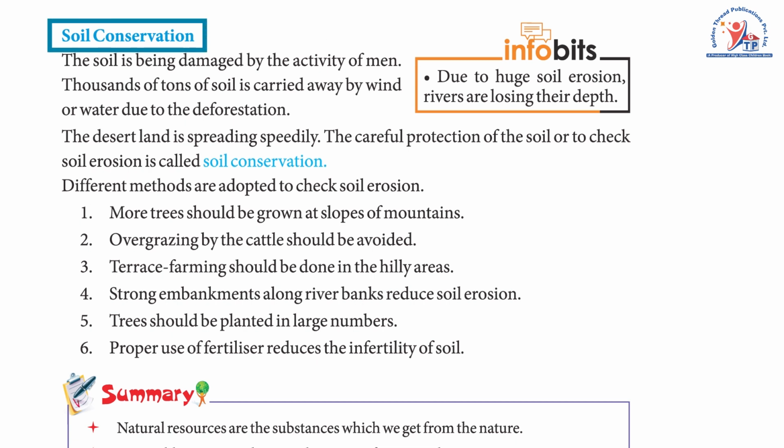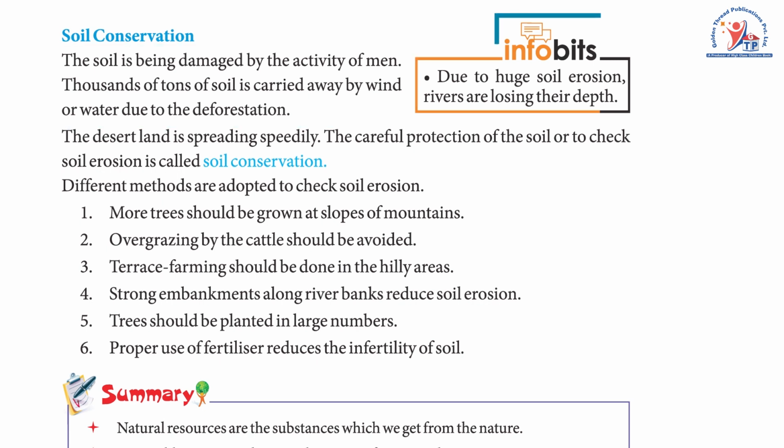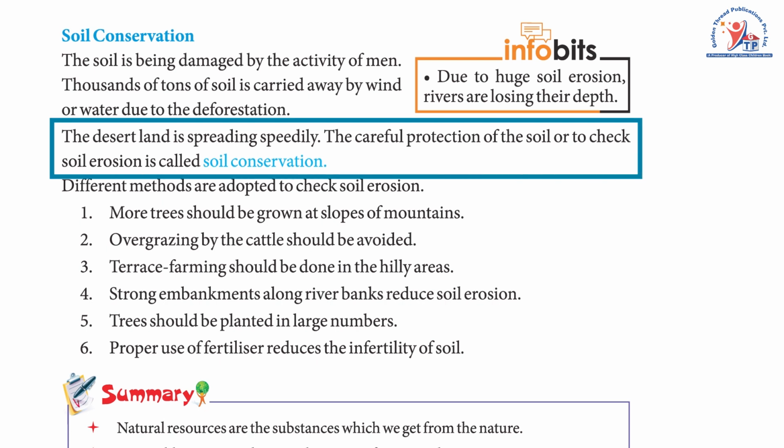Soil conservation. The soil is being damaged by the activity of man. Thousands of tons of soil are carried away by wind or water due to deforestation. And, due to huge soil erosion, rivers are losing their depth. The desert land is spreading speedily. The careful protection of the soil or checking soil erosion is called soil conservation.